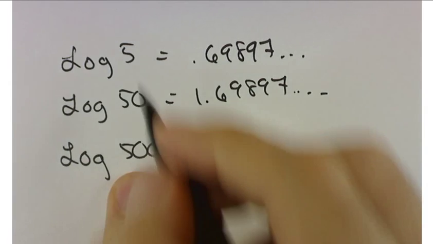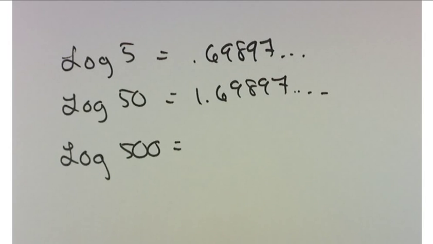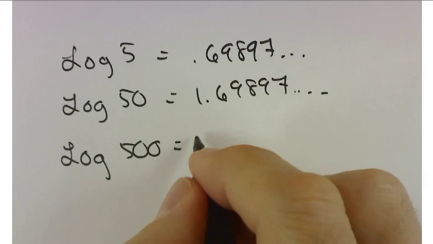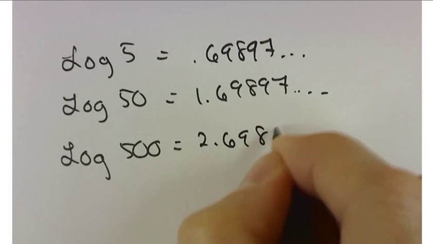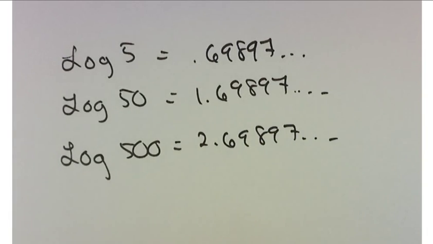Yeah, when we multiplied by 10, you're really only adding 1 to the logarithm, right? So the next one is 2.69897, etc. So you multiply by 10, but it only adds 1 to the logarithm. And what that suggests is that the logarithm has some strange properties.